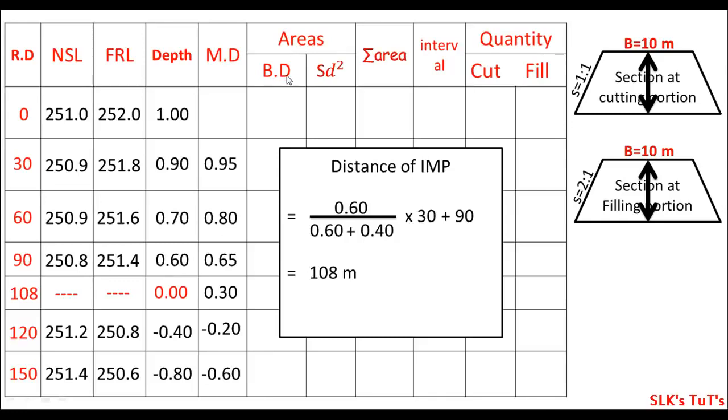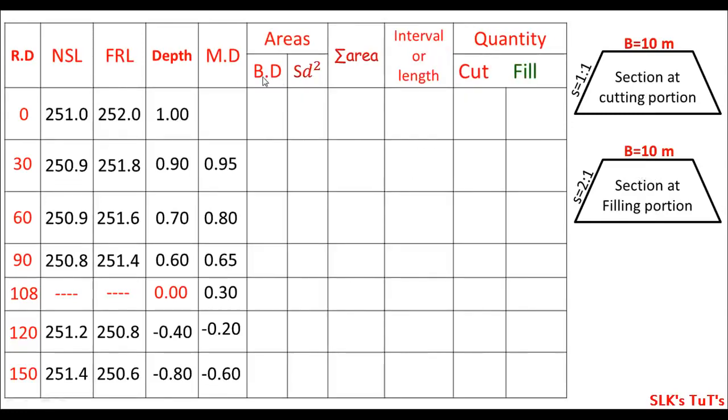Now the next thing, we can calculate the central area, or just BD. The BD or central area just represents this red portion, okay? Just look at this red portion. This is just the central area, or BD. You can say 10 times 0.95, this is of course 9.5. And again 10 times 0.8, this is of course 8. And 10 times 0.6, this is 6.5. Again 10 times 0.3, this is 3. And again 10 times 0.2, this is minus 2 and minus 6.